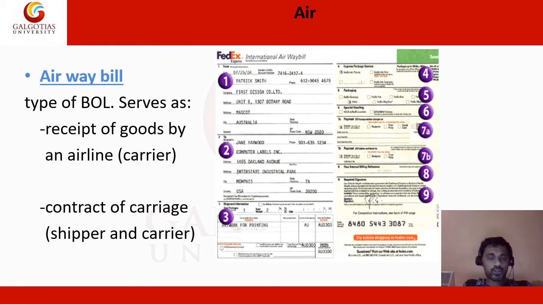Now if we go on to the air mode of transport, the airway bill serves as the transportation documentation. It serves as the receipt of goods by an airline, which is generally a carrier, and the contract of carriage between shipper and carrier. This is an international airway bill provided by FedEx Express, and you can see that it contains all such details. This is how an airway bill looks, and it is an important documentation when we are talking about the air mode of transporting goods.